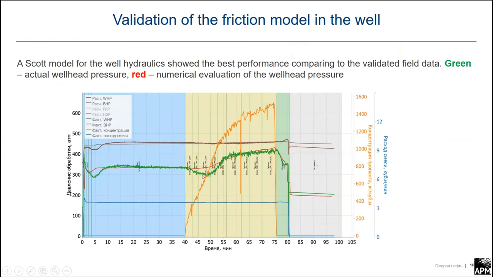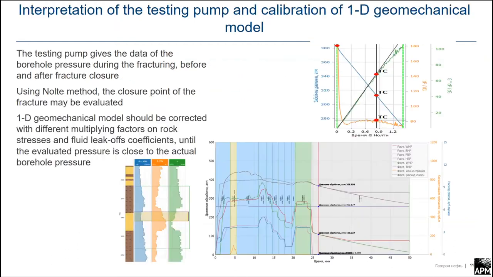The next point was to check how our wellbore friction model works if we grow the concentration of proppant. There were four or five different correlation models, and the correlation model prescribed by Scott performed the best. Here we see that the red line is the result of the model, the wellhead pressure in the model, and the green line is the actual pressure at the wellhead. The convergence is rather good. But it wasn't the main point of this field experiment.